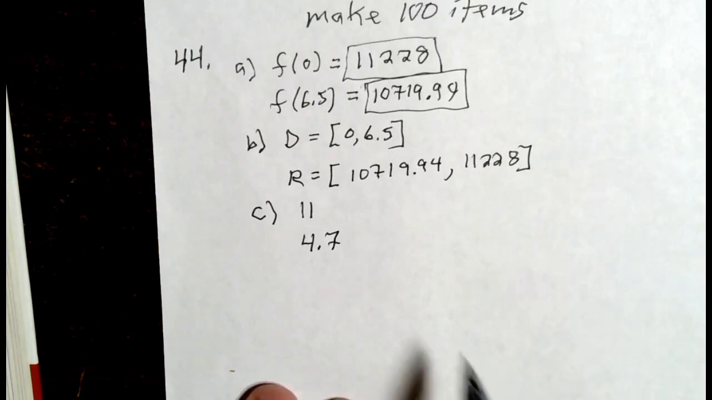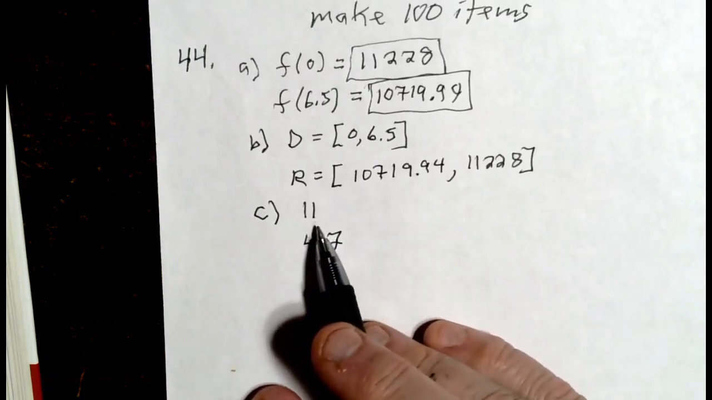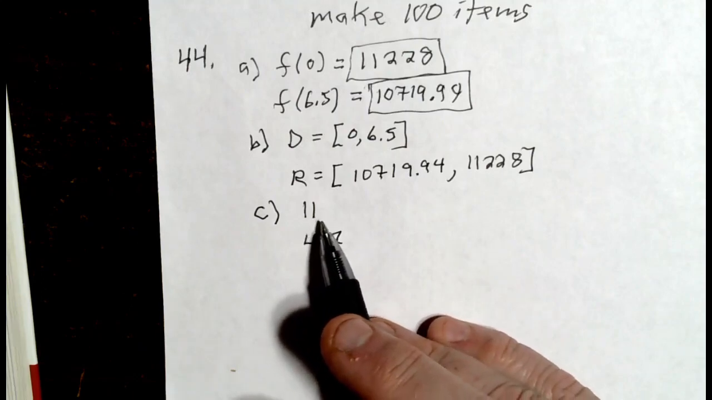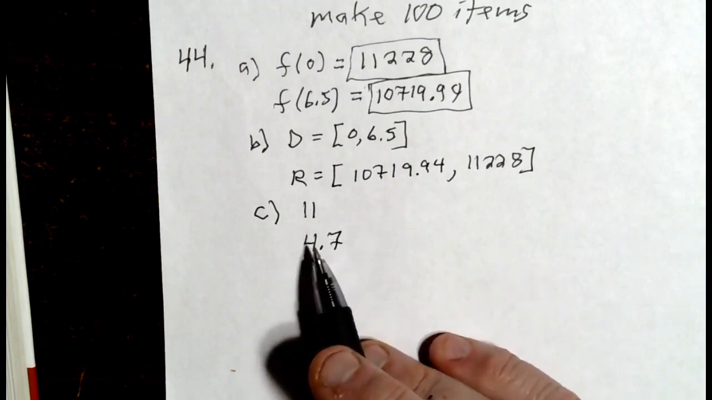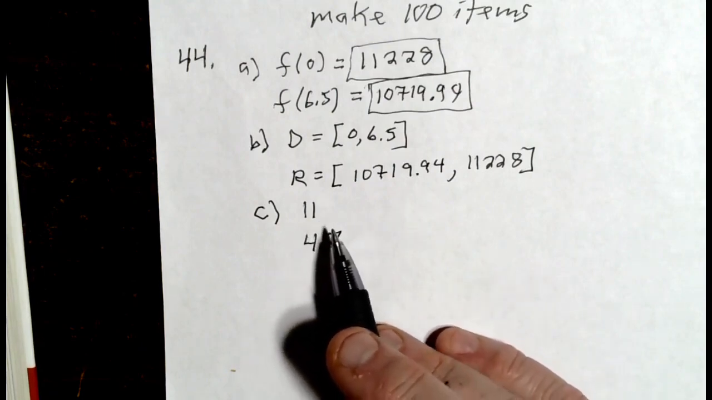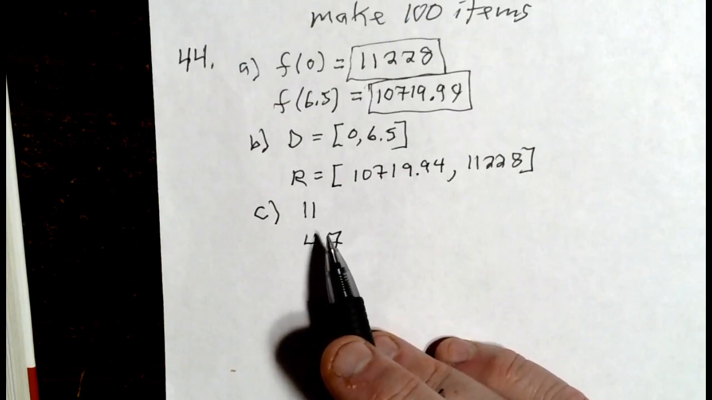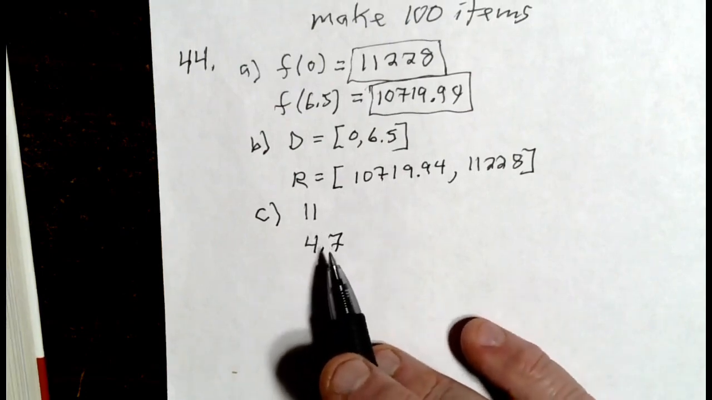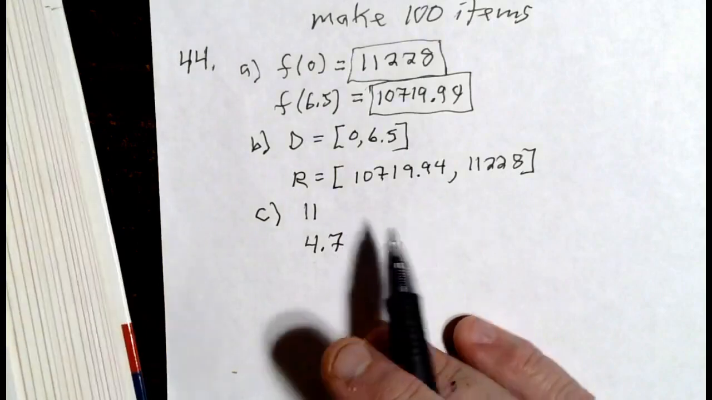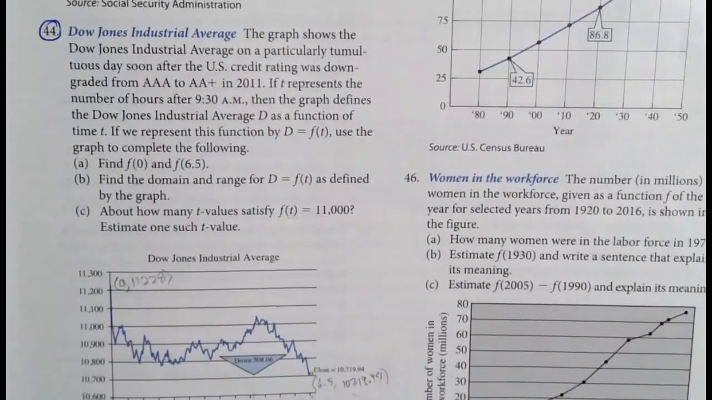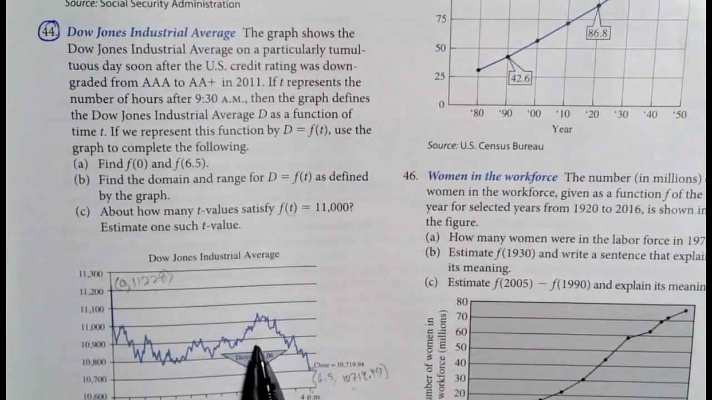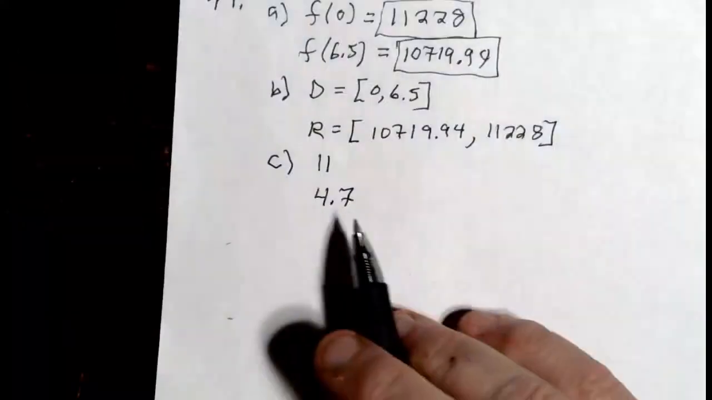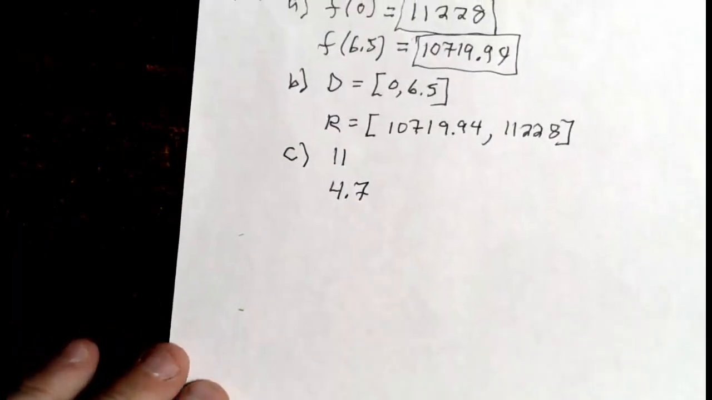Okay, and then C is how many times does it cross the line of 11,000. And if you look real close, it's a lot. It's around 11. You don't have to say exactly 11. You could have probably guessed 9, 10, 11, 12, or even 13 and gotten it right. Then they say what value Y gives you that, and it's 4.7, which is about here. Okay, it gives you 11,000. So I chose 4.7, but there's many other numbers you could have chosen.